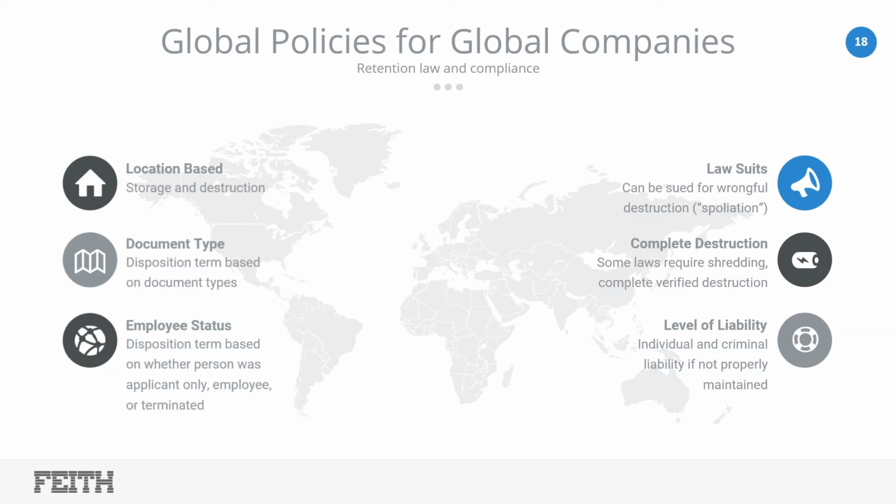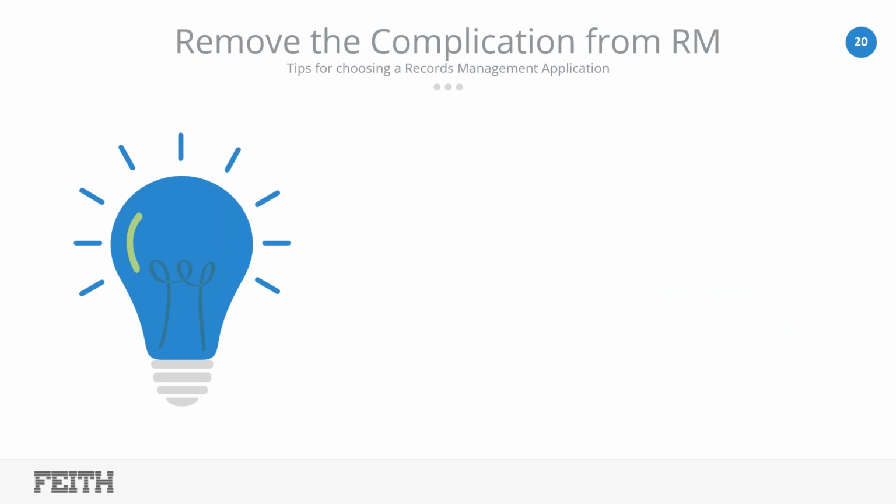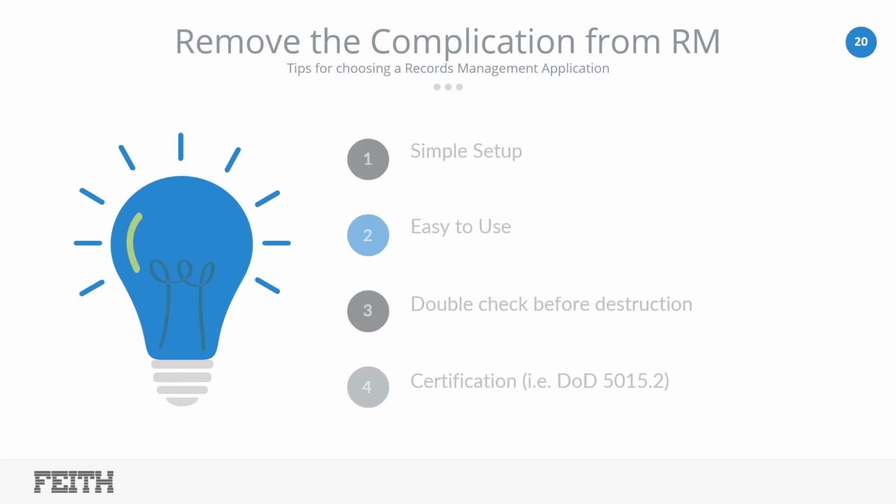Okay, so you have to remove the complication from the records management. It almost has to be automatic. It has to be easy to understand and easy to set up. You have to be able to go in and centrally manage all these different categories and disposition schedules. You need to be able to double check: make sure this is not involved in a case, that it can be destroyed, that we don't have any holds on this before destruction, and that can be either automated or manual.